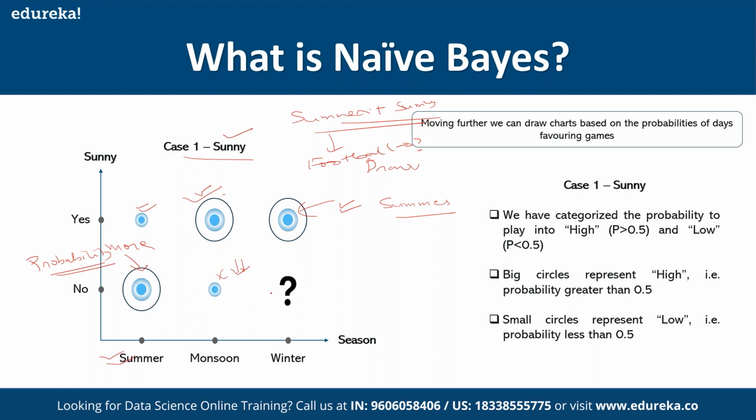Now the question is, how will you quantify this? Suppose I am asking you to quantify the probability. The condition given to you is that it is sunny and it is winter time. As a data scientist, please quantify for me: what is the probability of no, given the weather conditions are sunny and winter? This is the question you need to answer.